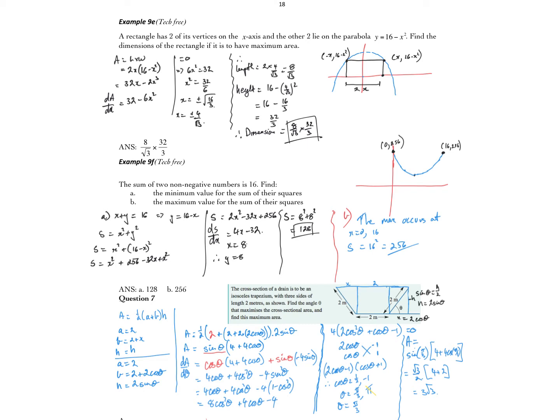Okay, we have a rectangle that has two of its vertices, so two of its corners, on the x-axis, and the other two lie on the parabola 16 minus x squared. Find the dimensions of the rectangle if it is to have a maximum area. So there's my parabola, 16 minus x squared. Two of the vertices on the x-axis, two of the vertices on the parabola.